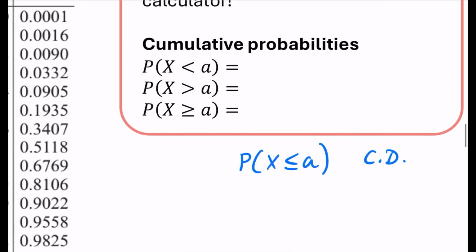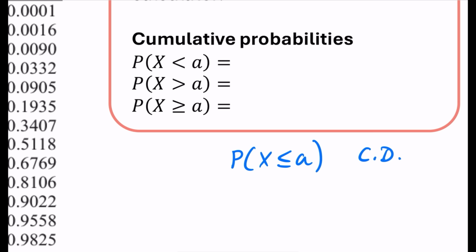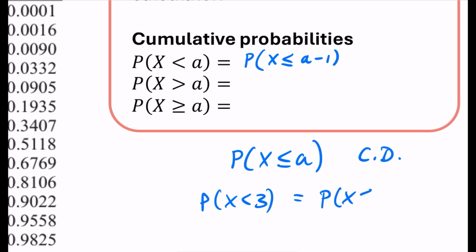Now, if I was going to say the probability that x was less than a, well, we would change this so that it's actually the probability that x is less than or equal to a minus 1. It's often a bit easier with numbers. Like if you imagine that we're saying the probability that x is less than 3, that's the same thing as just saying that x is less than or equal to 2.